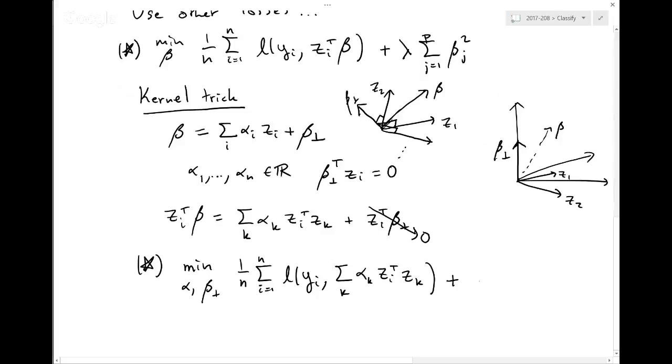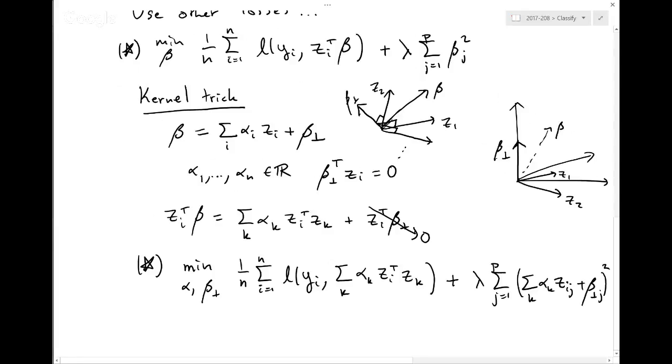Okay. And then I have plus lambda, sum j equals 1 to p, and now I have my beta_j, but that is equal to, I can write that as the sum over k, alpha_k Z_kj, plus beta perpendicular j, squared. So I just took the objective that we have above, and plugged in what we have here, this Z_kj, and this is just the j component of beta from this.